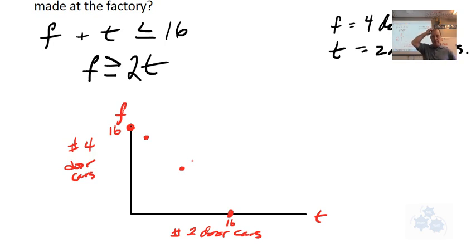Now, here's a question. Is this line solid or not? What's your thoughts on that? Do I make this a solid line or something different?